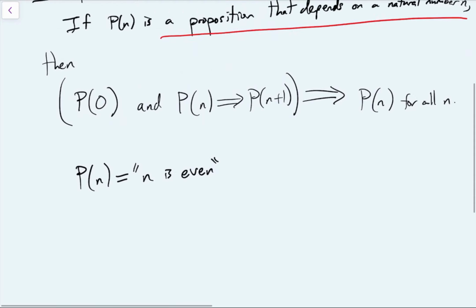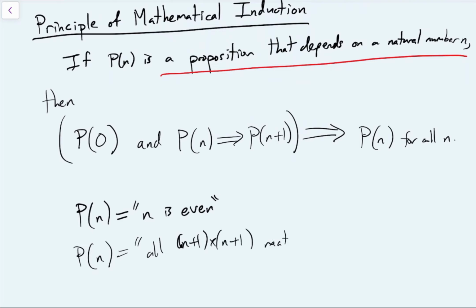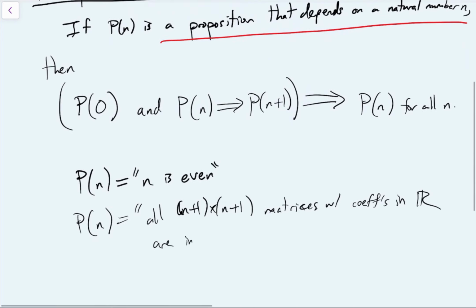So that's an example. Another example would be something like p of n is all n by n. Let me just, to avoid technicalities, say all n plus 1 by n plus 1 matrices with coefficients in the real numbers are invertible. Okay, this one is always false.